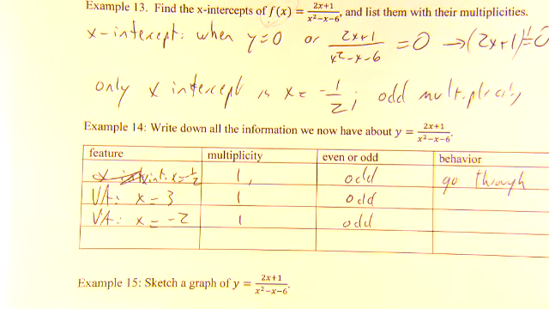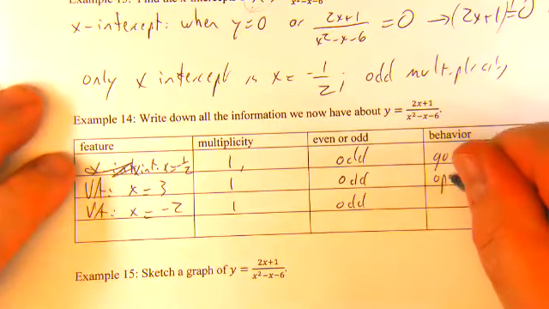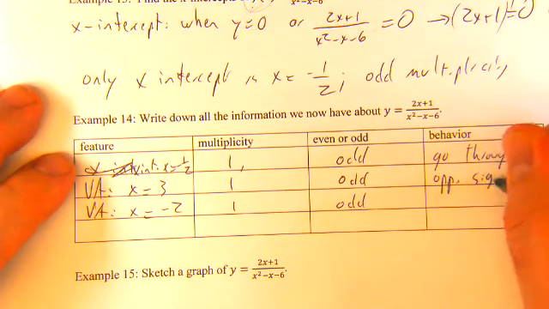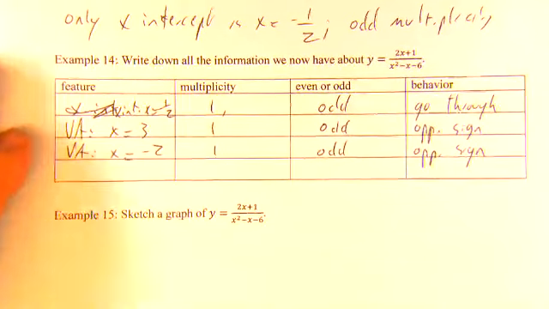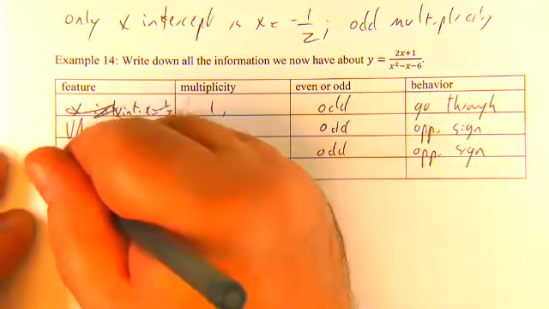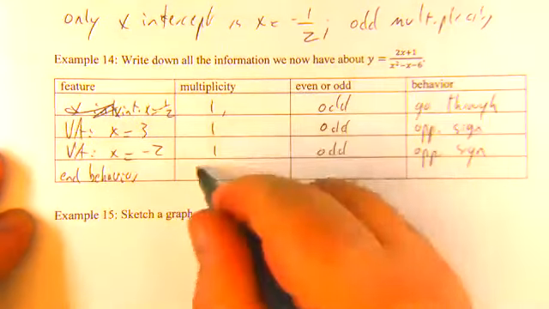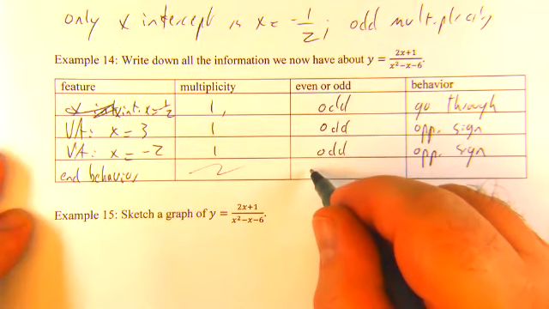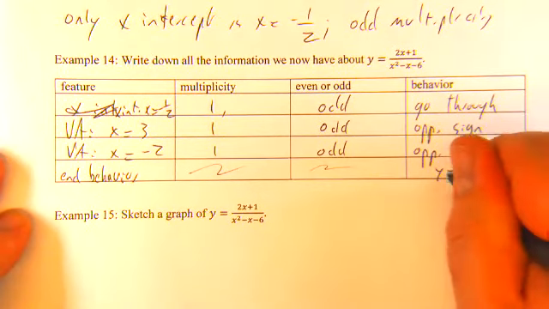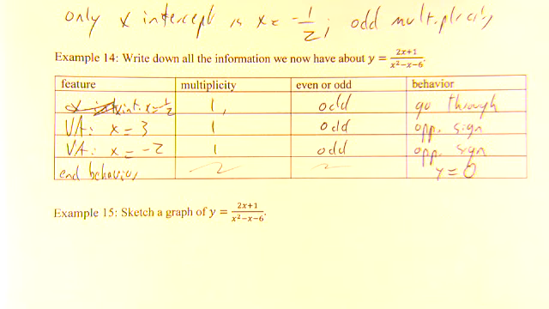And what does that mean? That means we have the opposite sign on either side, because it's an odd multiplicity. And then the last thing is the end behavior. It doesn't matter what the multiplicity is or whether it's even or odd, but y equals 0 is the end behavior. That's our asymptote as we go out to the left and right.